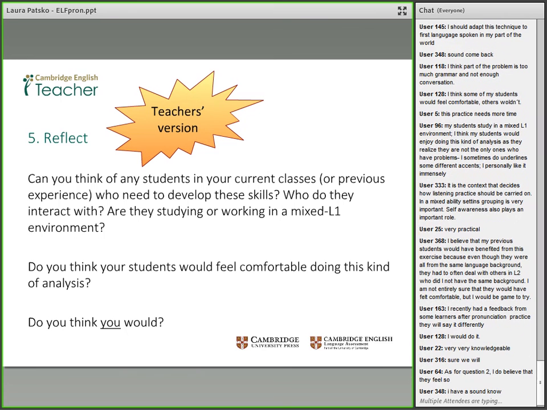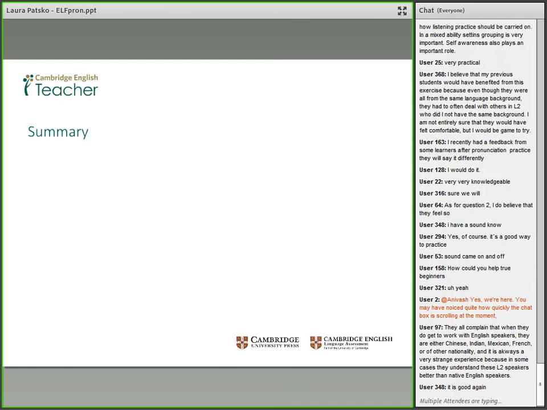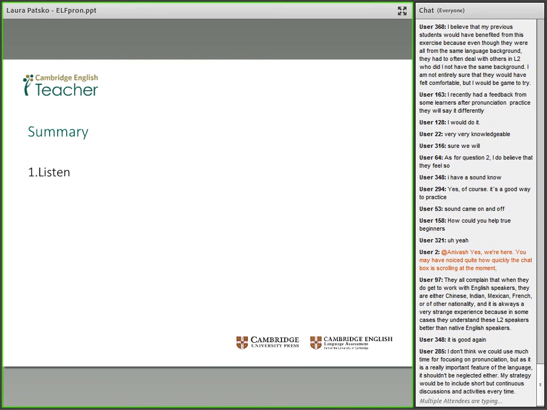We're going to finish now just with a summary of the key points, and then we'll have some time for questions and answers. So we've talked about there being 5 stages.